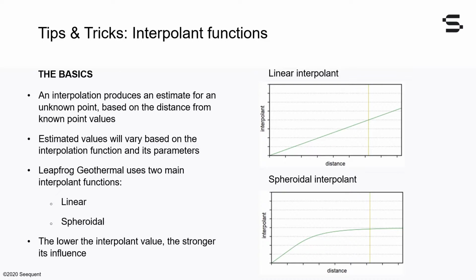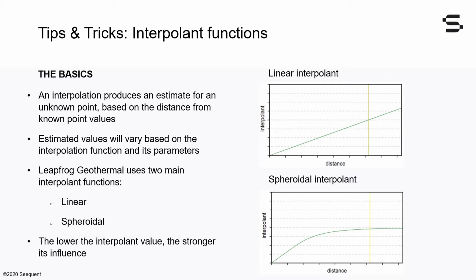Let's start with the basics of interpolant functions. The purpose of the interpolant in Leapfrog Geothermal is to describe how a numerical quantity varies in three-dimensional space. The interpolation produces an estimate, or interpolated value, of a quantity that is not known at the point of interest, but is known at other points. The estimates for unknown points, when varying the distance from known points, are controlled by the interpolant function.